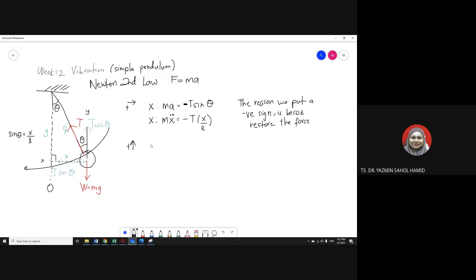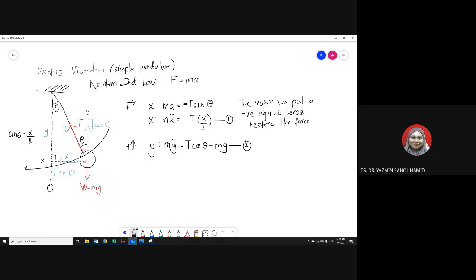So, for the Y direction, sama M, Y double dot pula equal to, okay, in Y direction ada apa? Apa forces in Y direction? Can you tell me? Okay, tapi sebelum tu kita letak ni dululah. T cos theta minus weight iaitu mg. Okay, so that is the two equation yang kita have come up with. So this is equation number 1. This is equation number 2.